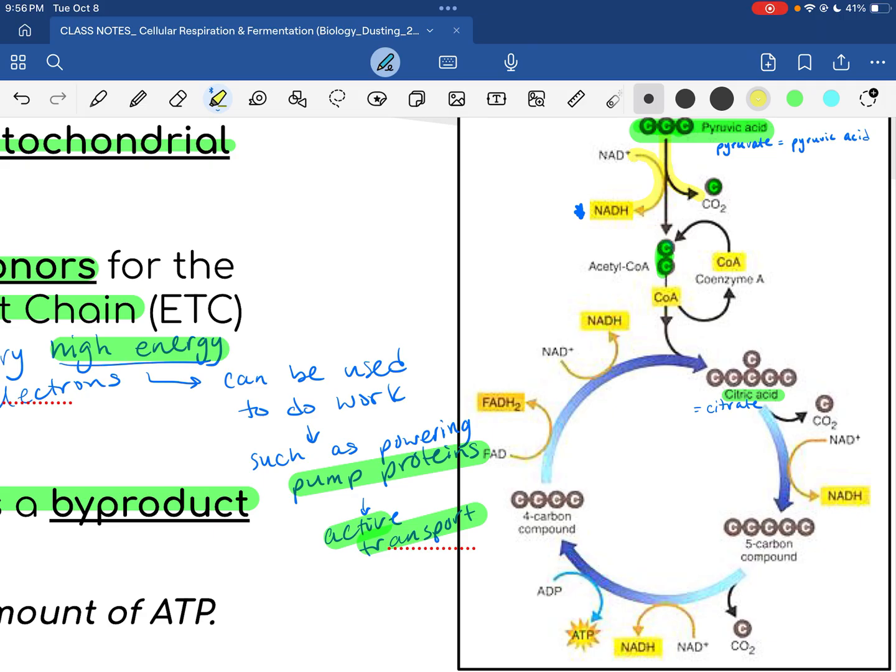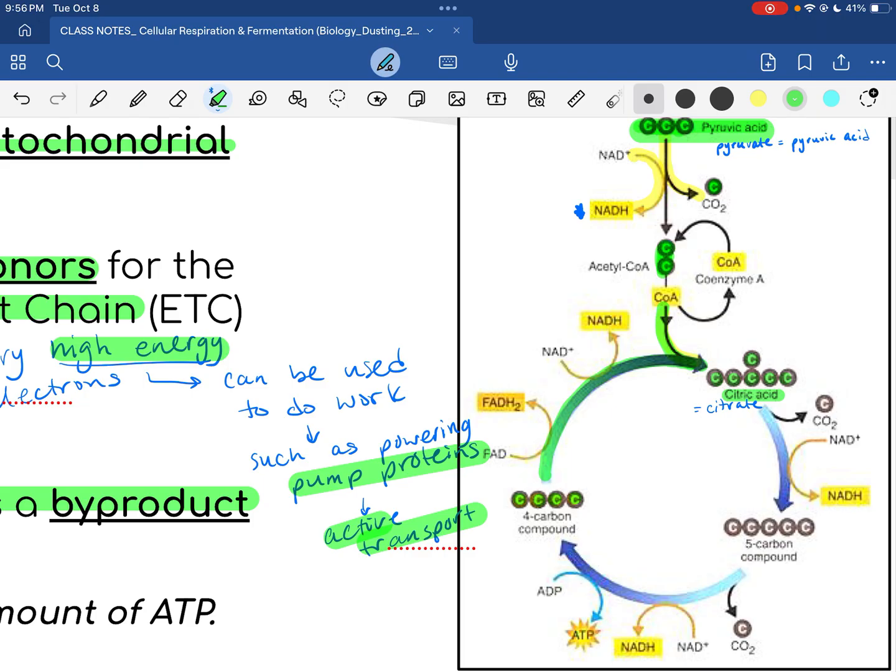Now acetyl-CoA is going to enter into the Krebs cycle, and it's going to join up with this 4-carbon compound down here. It doesn't really matter what the name of it is. So the 4-carbon molecule here is going to join with the 2-carbon acetyl-CoA, and they're going to form a 6-carbon, 1, 2, 3, 4, 5, 6-carbon citric acid molecule. Okay, so now this is really the start of the cycle part.